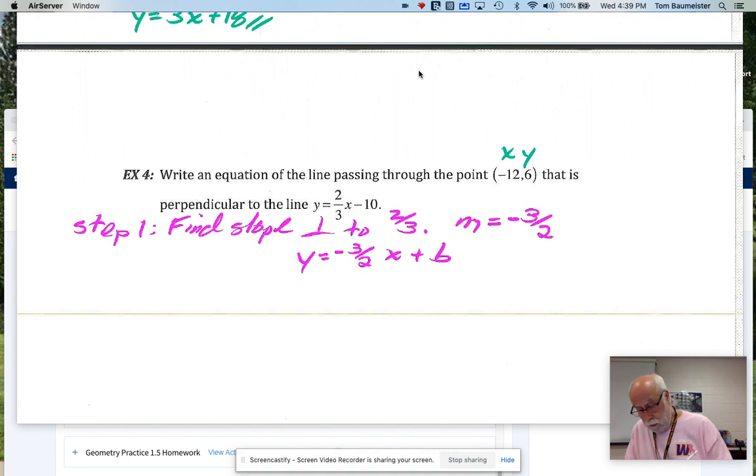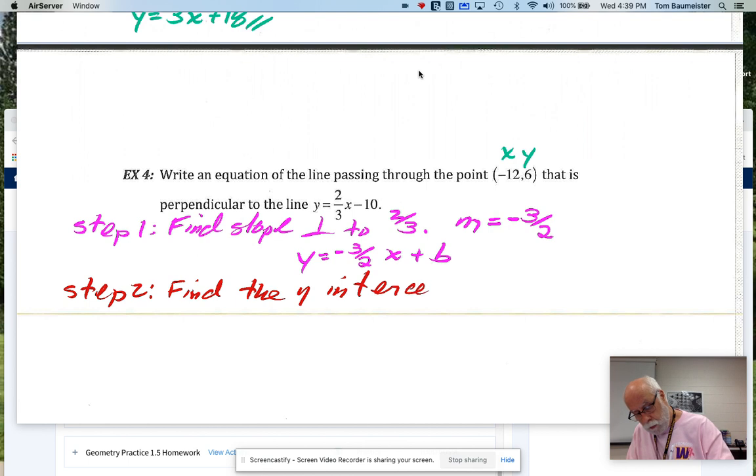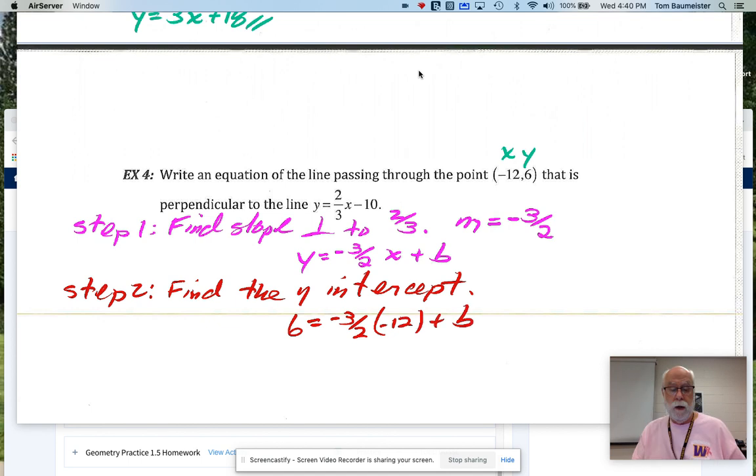Now we're just going to do the same thing we just did for step 2. Okay, we're going to find the y-intercept. Again, since this time they gave us our point, we're just going to plug it into our equation here. So y, which is 6, is equal to negative 3/2 times negative 12 plus b. And now we're going to solve that for b.